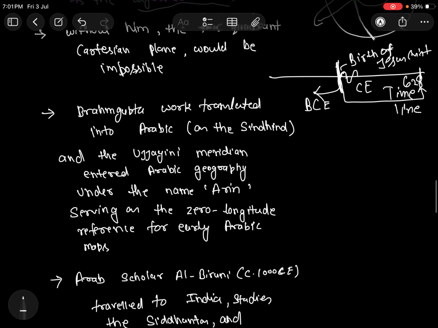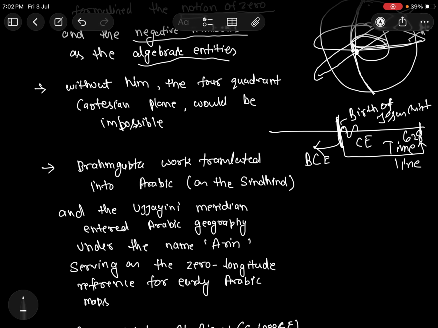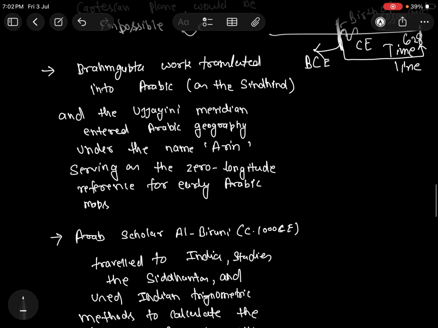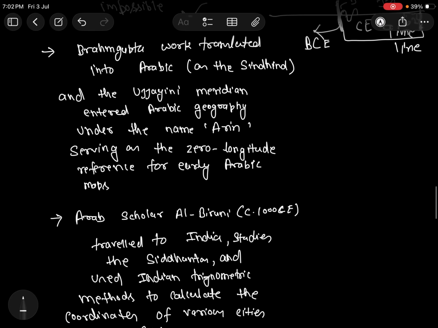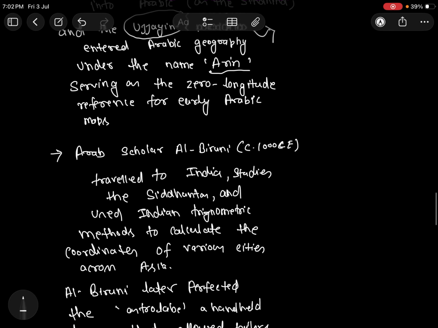I hope you are getting it. Without him, the coordinate system would not be possible. Read this line in your NCERT book: Brahmagupta's work was translated into Arabic as the Sindhind, and the Ujjaini meridian in Arab geography went under the name of Arin. You know what the Ujjaini meridian is? We had taken Ujjain as the reference point for calculating the coordinates of other points on the globe. This also served as the zero longitude reference in early Arabic maps. So in early Arabic maps, Ujjain served as a 0 degree meridian.